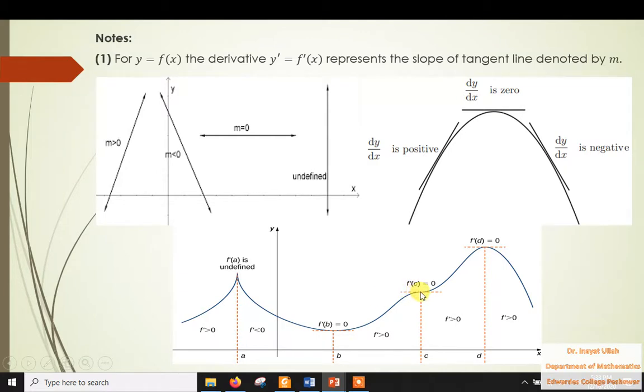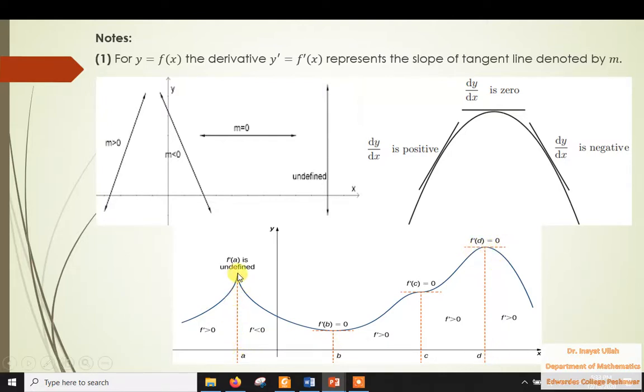Similarly here, this point is obtained by putting x equal to c, so f prime c will be 0. This point is obtained by putting x equal to d, so f prime d will be 0, because the tangent drawn is parallel to the x-axis, and so on.